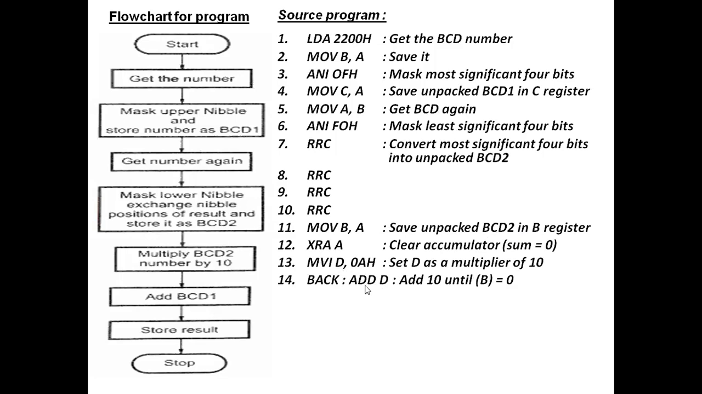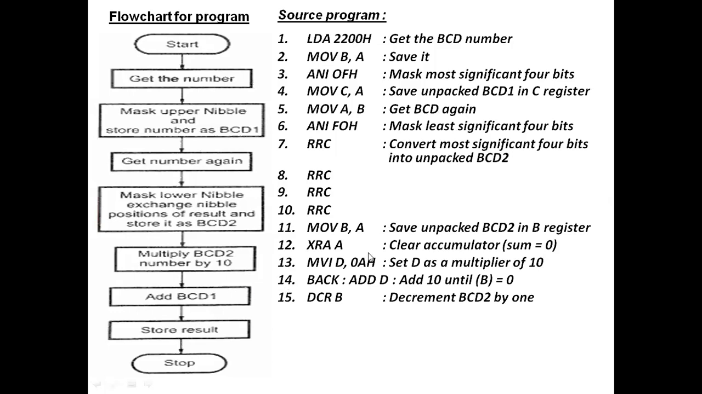And then we are going to add D. Whenever we add D, it is going to add the content of D with the content of accumulator. So add 10 until B goes to 0. How does B go to 0? We will be decrementing the value of B. So here we have to multiply 7 by 10. If you multiply 7 by 10, the result will be 70. If you multiply 10 by 7, the result will be 70. It means you have to add 7 10 times, or you add 10 7 times. So that is what we are going to do.